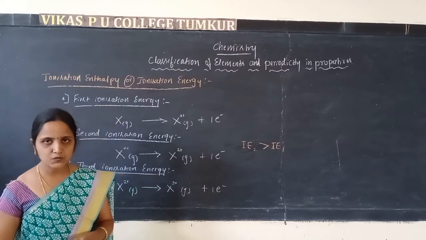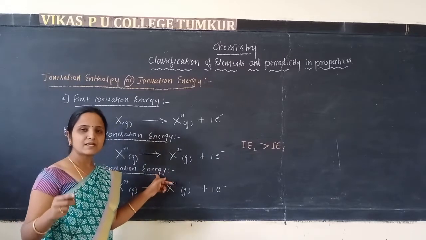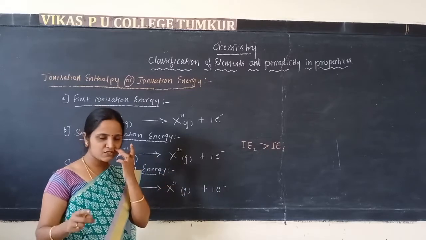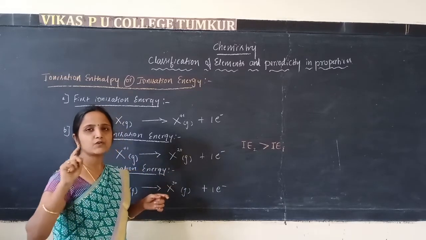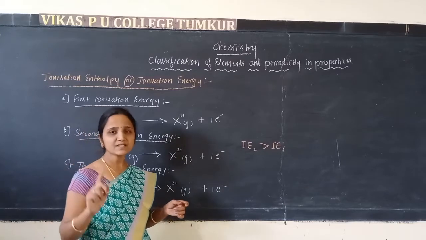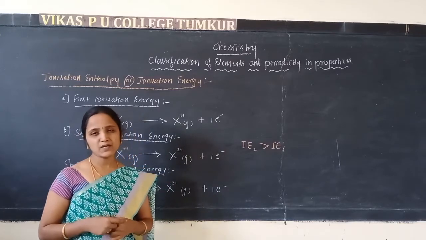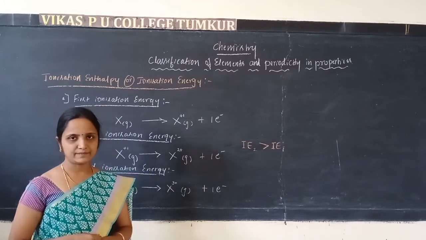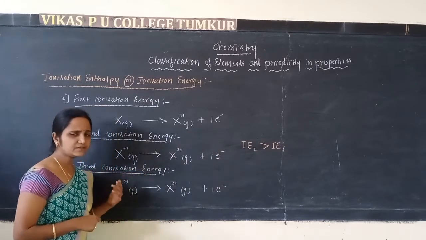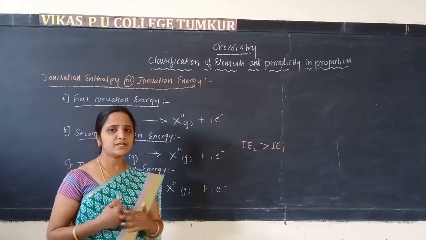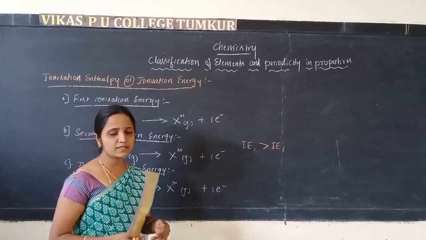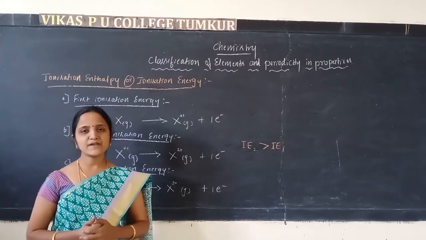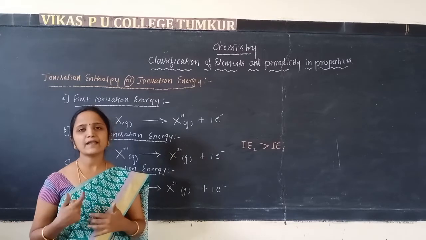Then you can give the two reasons. One is that it attains the nearest noble gas configuration after the first ionization, and after the first ionization the screening effect decreases and effective nuclear charge increases. Therefore it needs more energy to remove the electron from the outermost shell. This is about the ionization energy. Now we will discuss the variation of ionization energy in the periodic table.